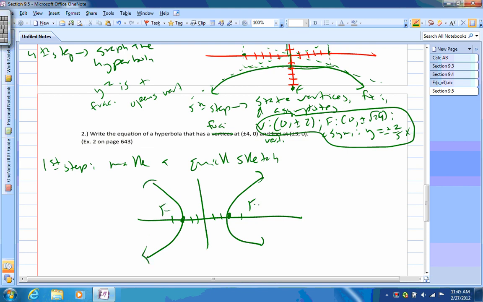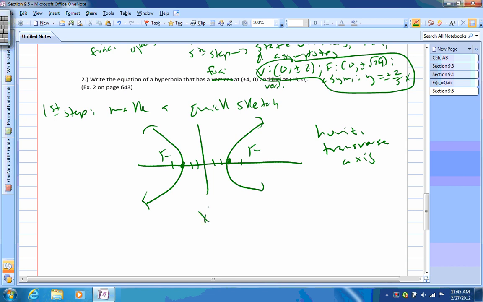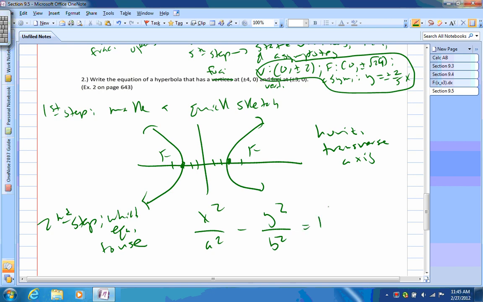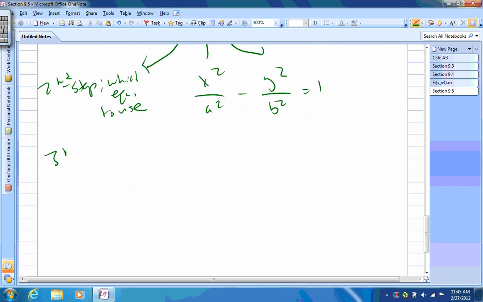So it's pretty obvious there's a horizontal transverse axis. It's kind of like the axis of symmetry. So we're going to have to go with this equation. So that's the second step. Which equation to use? X squared over a squared minus y squared over b squared equals 1. And then third step, find a and b.